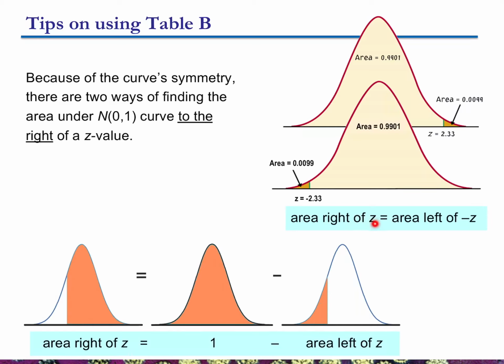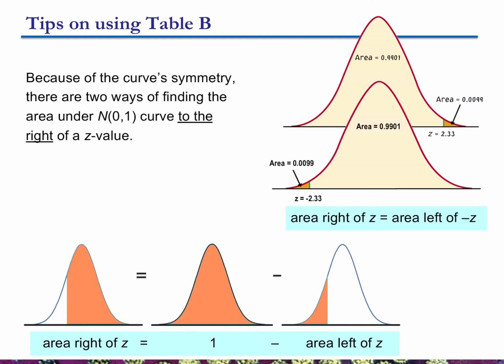But the area to the right of a z-score can be found as the area to the left of the negative z-score. So if you have a negative z-score, which is to the left of our mean, maybe that's an area of 0.0099. Well, the positive reciprocal z-score, say this is minus 2.33, a z-score of 2.33 would have exactly the same area to the right, 0.0099. So if you have a negative z-score and you want to know what the area to the right of the same z-score is in the positive, you just flip it around, it's the other side.